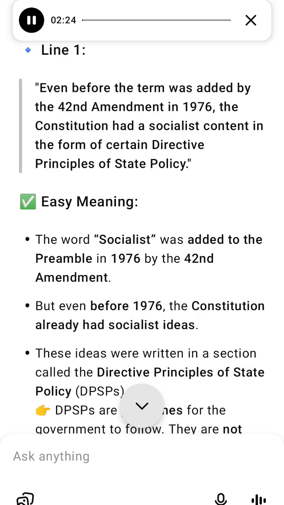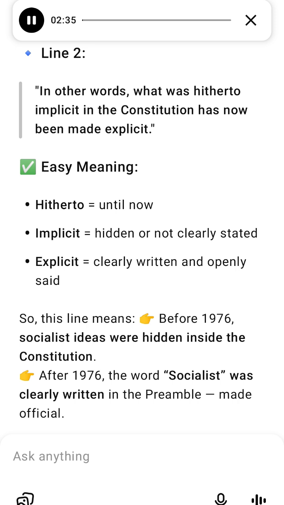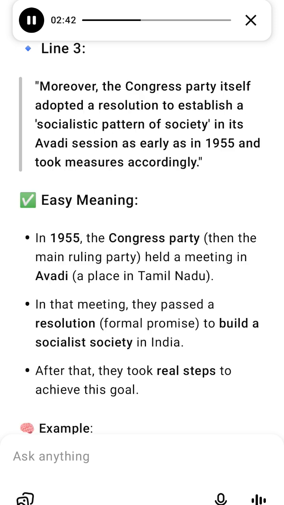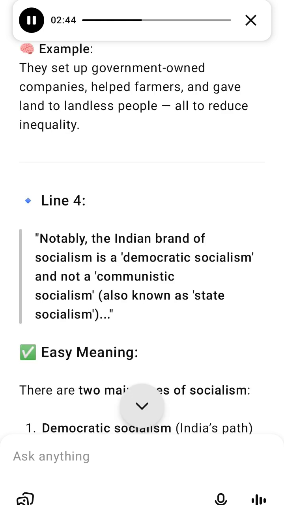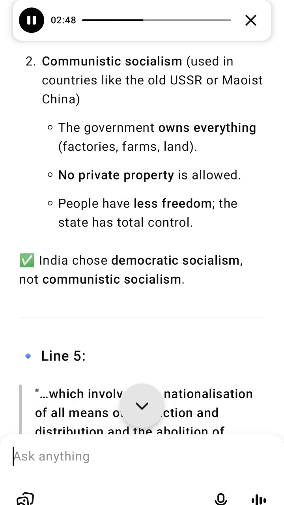5. What is a mixed economy? In a mixed economy, both government-owned businesses and private businesses exist together. The government runs industries that are important for public welfare, like railways, oil, coal, banks. Private companies are allowed to make profit, but they must follow laws that protect workers, consumers, and the environment. Example: LIC, Life Insurance Corporation, equals public. HDFC Bank equals private. Both serve people, but the government keeps an eye to ensure fairness.